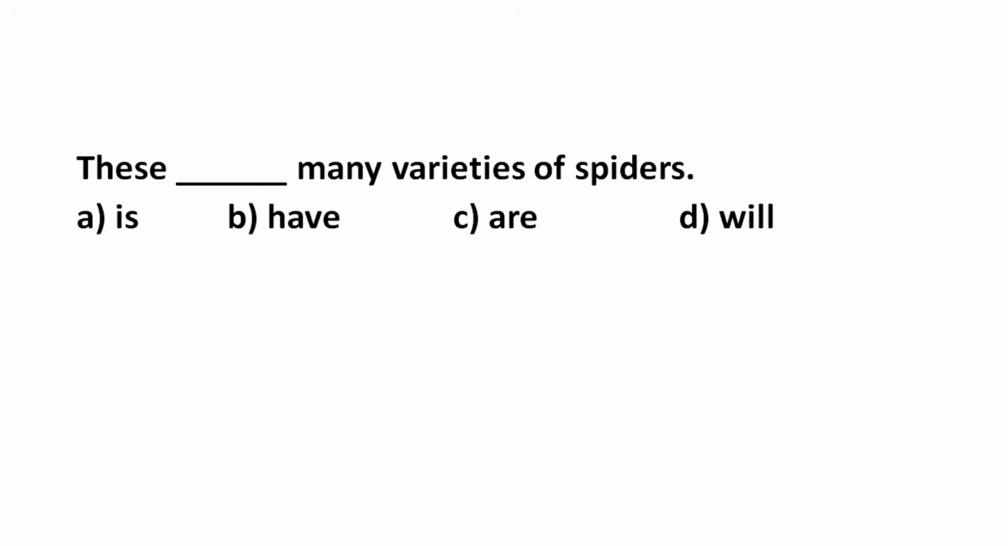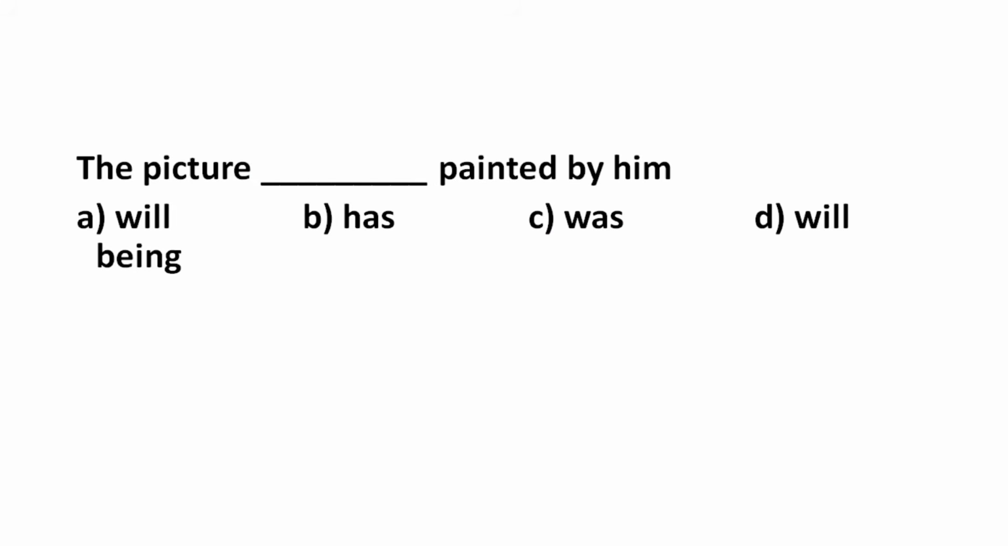There dash many varieties of spiders. If you see here, it's a simple answer. There are many varieties of spiders. Correct? We'll go to the next question. The picture dash painted by him. It's a very important model and tricky question. Be very careful. Don't make mistakes. The picture dash painted by him is a beautiful exercise.